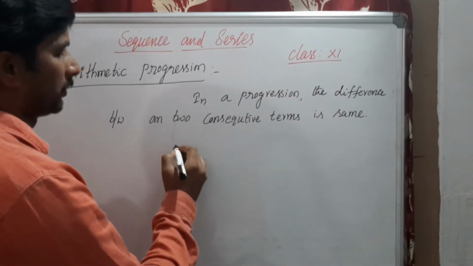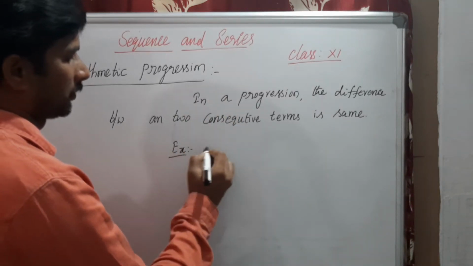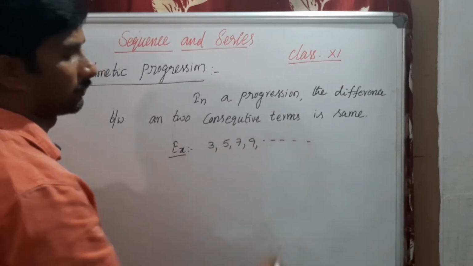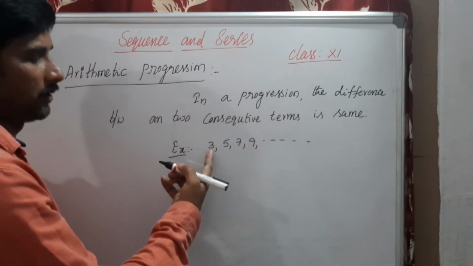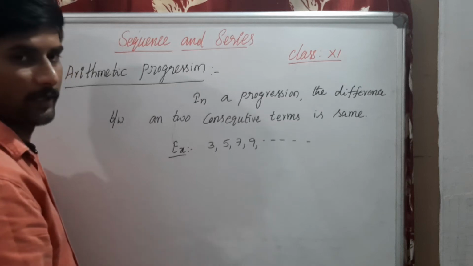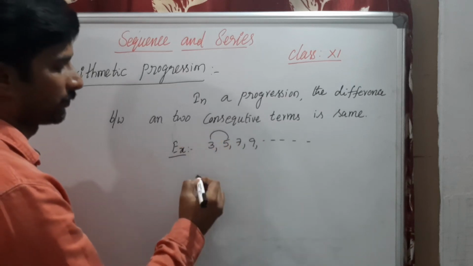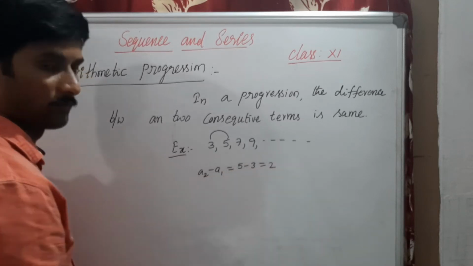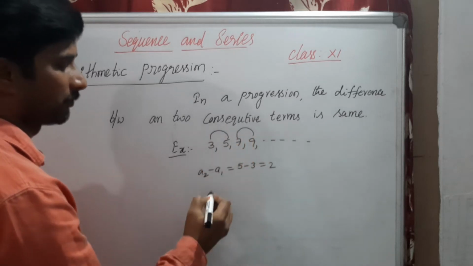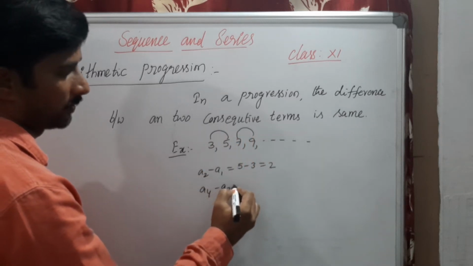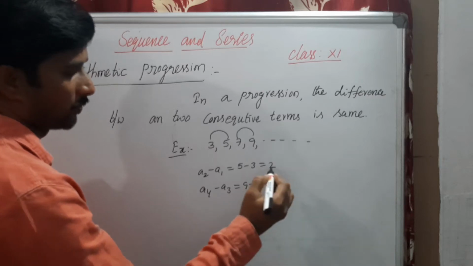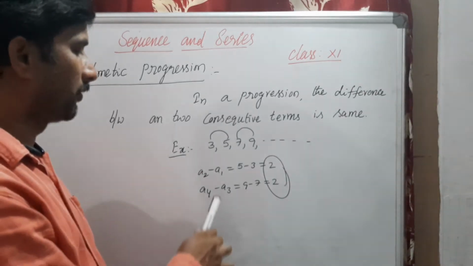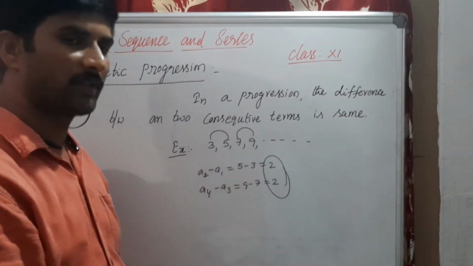So if you take one example, 3, 5, 7, 9 and so on. Here the terms are A1, A2, A3, A4 and so on. Now I am taking the difference between these two, which is A2 minus A1, nothing but 5 minus 3, which gives 2. If you take the difference between these two consecutive terms, A4 minus A3 is equal to 9 minus 7 is equal to 2. Observe here, the difference here is 2, meaning the difference between any two consecutive terms is the same.